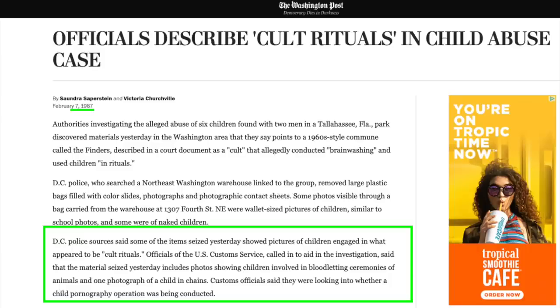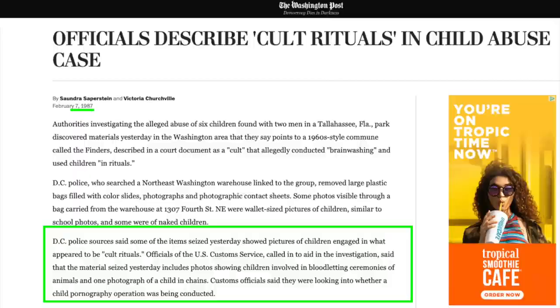DC police sources said some of the items seized yesterday showed pictures of children engaged in what appeared to be cult rituals. Officials of the U.S. Customs Service, called in to aid in the investigation, said that the material seized yesterday includes photos showing children involved in bloodletting ceremonies of animals and one photograph of a child in chains. Customs officials said they were looking into whether a CP operation was being conducted.